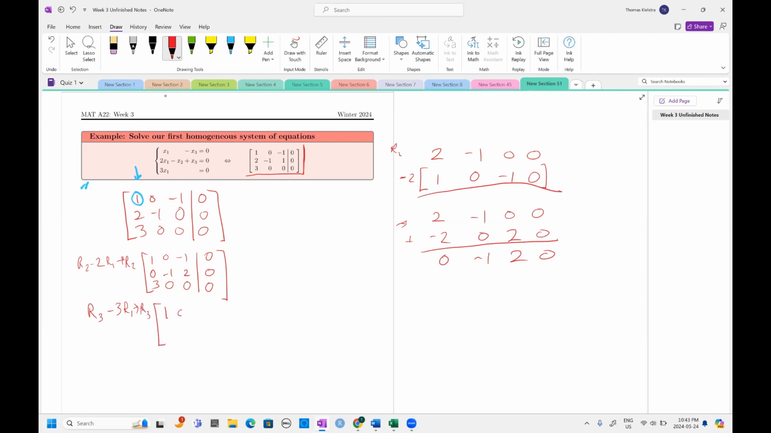And here the first row doesn't change. The second row doesn't change. My third row is going to be 3, 0, 0, 0, minus 3 times 1, 0, minus 1, 0, which is going to be 0, 0, 3, 0. So this becomes 0, 0, 3, 0. And now I've zeroed out the column.